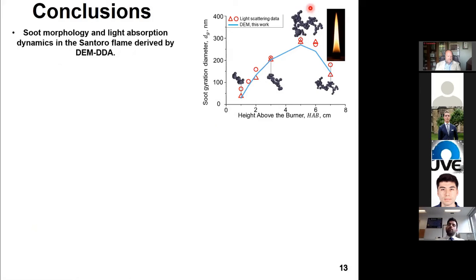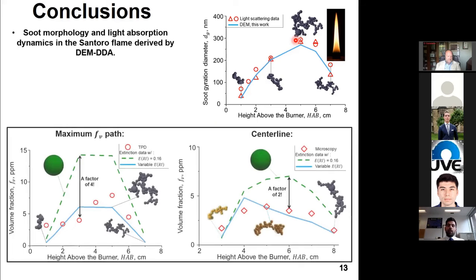So we used these simulated but realistic soot agglomerates as an input to discrete dipole approximation simulations in order to obtain the variation of the absorption function in terms of the height above the burner. Using this variable absorption function, together with light extinction data, we were able to obtain very accurately the evolution of the soot volume fraction at the maximum volume fraction path, as well as at the center line of the Santoro diffusion flame. And the volume fractions that we derived that way were in excellent agreement with data from thermocouple particle densitometry, as well as with microscopy.